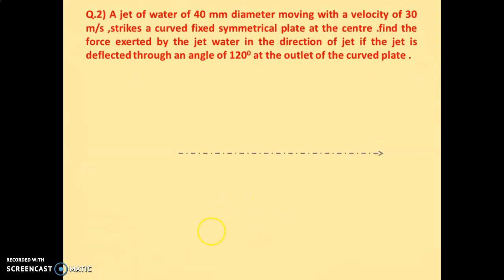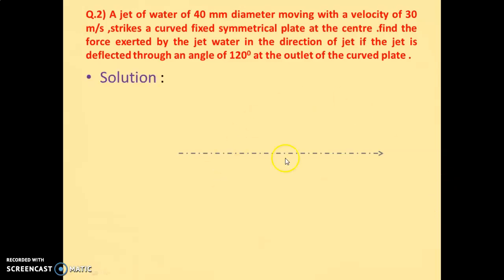Now next, a jet of water of 40 millimeter diameter moving with velocity of 30 meter per second strikes a curved fixed symmetrical plate at the center. Find the force exerted by the jet water in the direction of jet if the jet is deflected through an angle of 120 degree at the outlet of the curved plate.